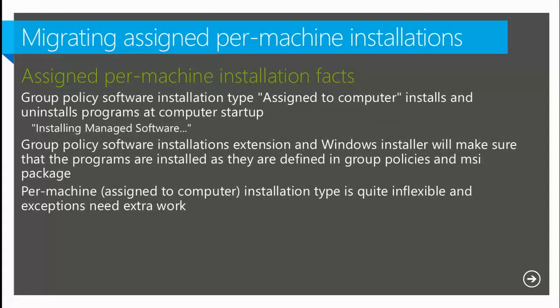And how to migrate? Facts are that the programs that are assigned to computer are handled during the startup process. And the group policy software installations and Windows Installer will make sure that the programs are installed as they are defined. So this per machine installation type is quite inflexible, and you'll have to define a new OU structure if you want to have exceptions.